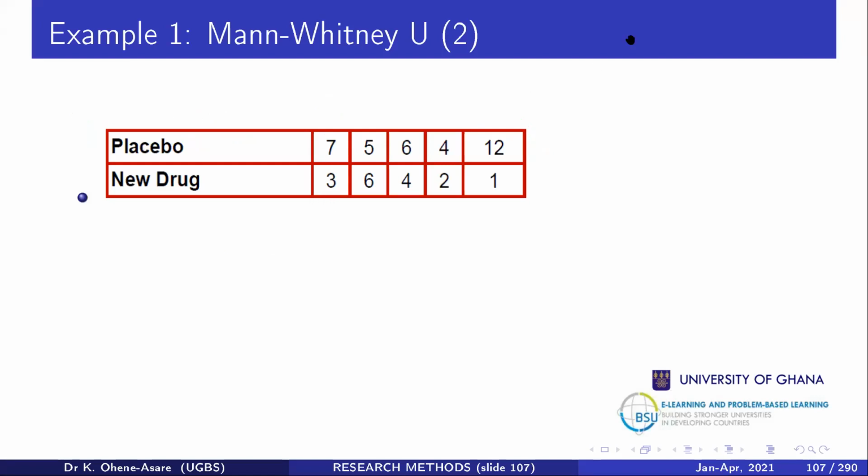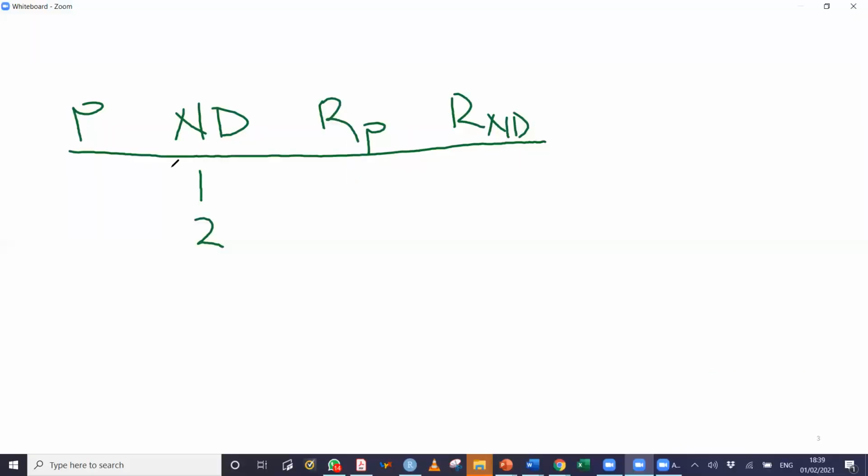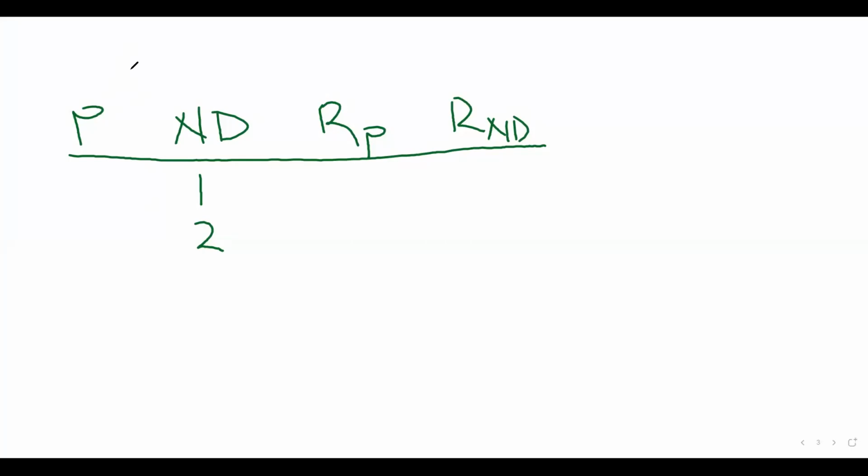Then the next number that comes after 3 is what? You can tell me. And remember, you should put them in their respective groups. So the third number is number 3, which is also in the new drug. Now, what about the next number? It is number 4, but that belongs to both groups. Look at number 4.